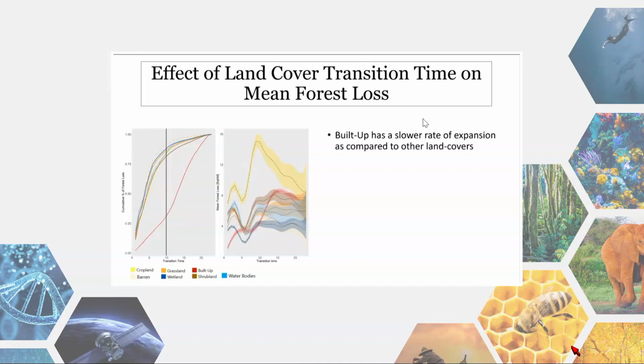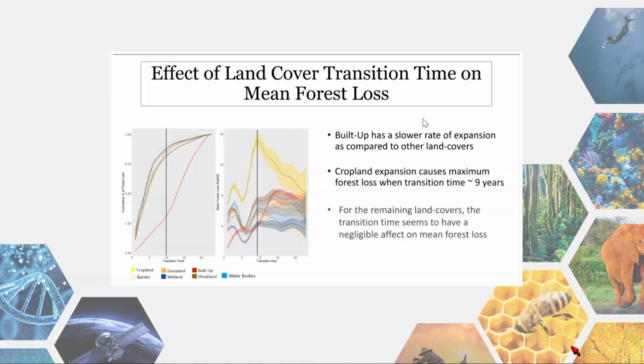The plot on the right shows the mean forest loss given different intervals of transition times for the different land covers. These trends again have been modeled using a generalized additive model. Here again we see that cropland and built-up stand out in their trends as compared to the other land covers, for whom the rate of expansion tends to have an almost negligible effect on mean forest loss. In what is a peculiar result, it can be seen that when cropland expansion occurs over a 9-year interval, then maximum forest loss tends to occur.